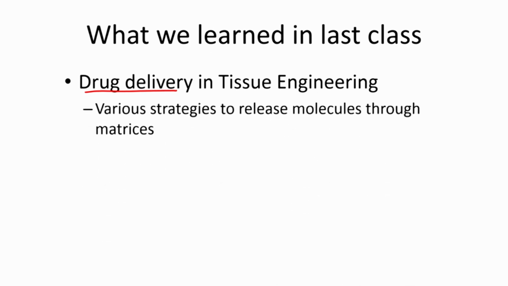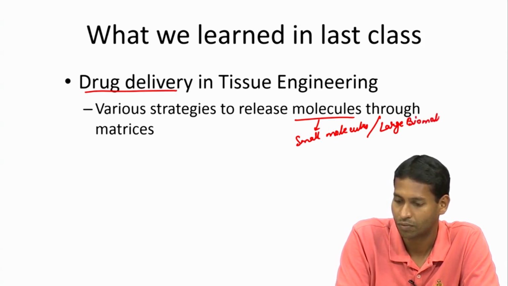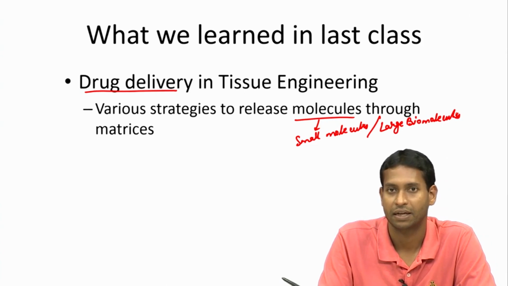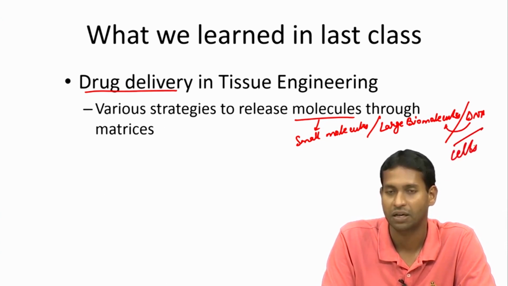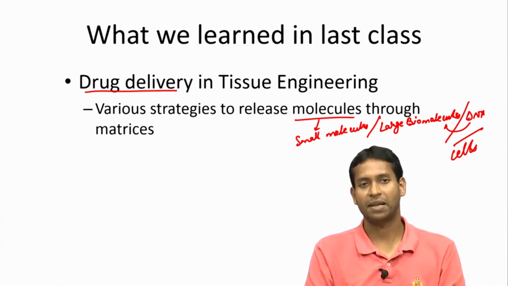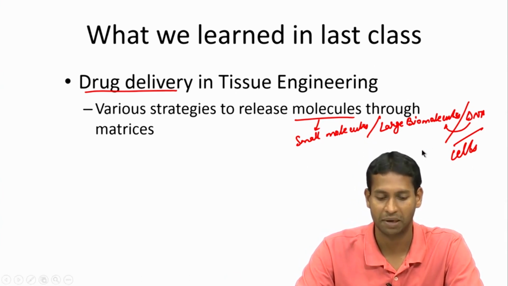And so, in that what we discussed is first of all various strategies to release molecules through matrices, and these molecules can be small molecules, these could be large biomolecules, and then these could be even DNA, which is essentially a part of large biomolecules, or these could be even cells. So, it just basically depends on what the application is, but you can use various strategies to release all kinds of things from your matrices for tissue engineering applications.